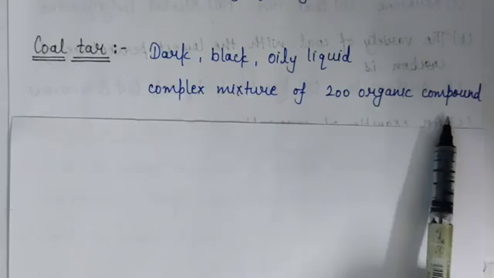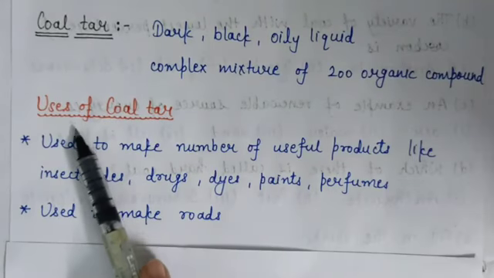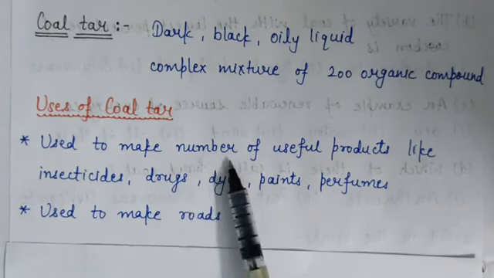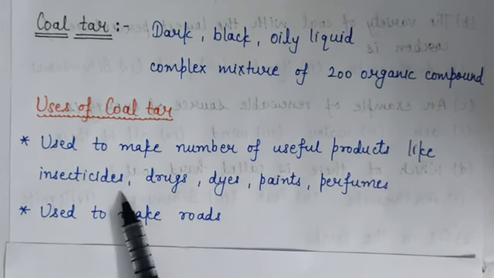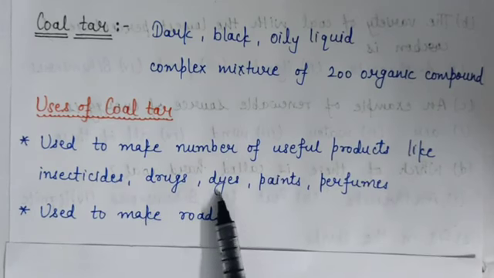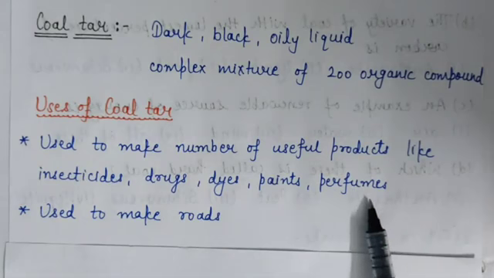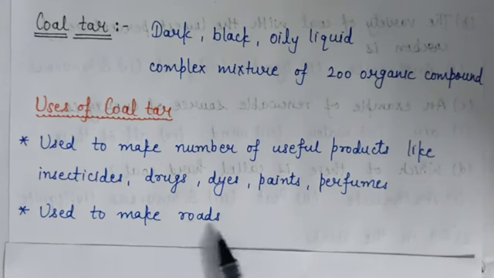Now what are the uses of coal tar? First use is it is used to make a large number of useful products like insecticides, drugs, dyes, paints, perfumes, etc. And second, it is also used to make the surface of roads. Right, coal tar is used to make roads.